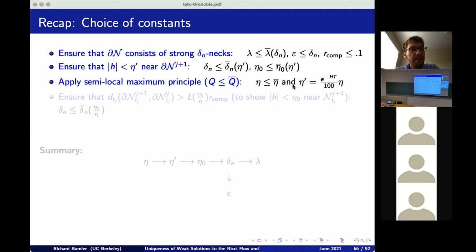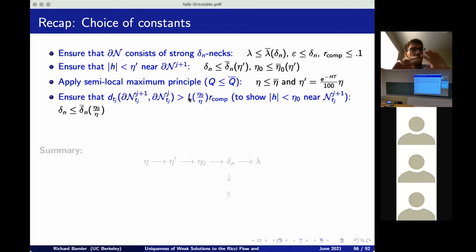Then next we had to apply the semilocal maximum principle to maintain this bound. In order to do this, eta had to be small enough, and eta prime had to be equal to this number. And lastly, we had to have this extra interior decay estimate in order to show that h is less than some constant eta naught, which is even smaller than eta prime. We could only obtain this by choosing the boundaries of the comparison domain so that, in order to achieve this, we make this staircase pattern extremely flat. Okay?